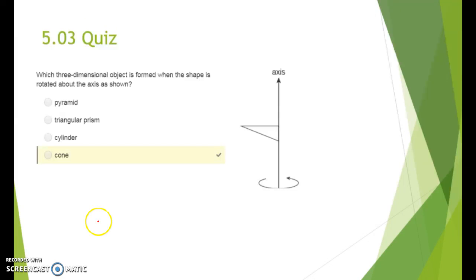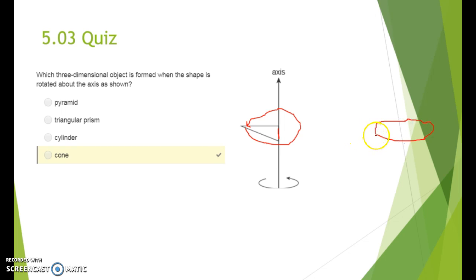All right, so for this one, we need to consider what shape is formed, what three-dimensional object is formed when we rotate this about the axis as shown. So if you move this all the way around and you think about it being pinned right here, and then you spin it all the way around, it's going to create this type of a shape.